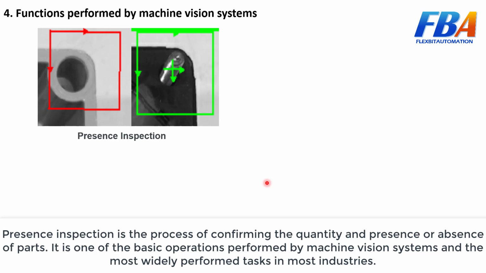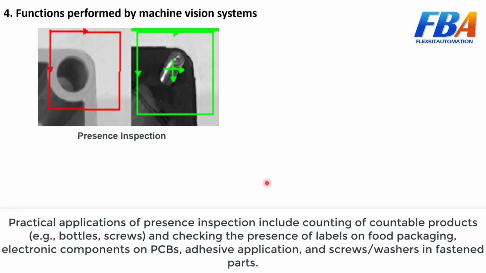Practical applications of presence inspection include the counting of countable products, for example pouches, and checking the presence of the label on food packaging, electronic components on PCBs, adhesive applications, and screw washers in fastened parts.